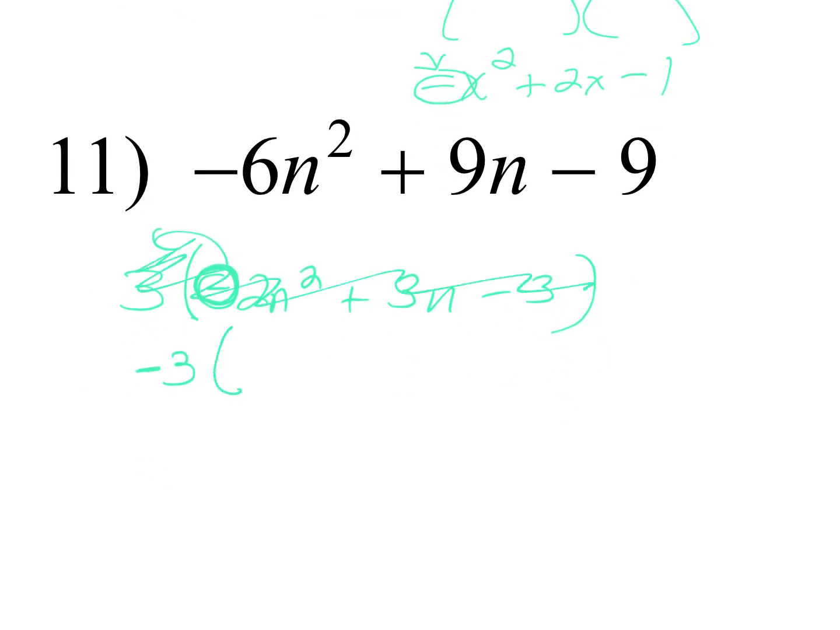Can I take out an n as well? I can't, because not everything has an n. So negative 6 divided by negative 3 is 2. So I have 2n squared. Positive 9 divided by negative 3? Minus 3n. And then a negative divided by negative is a positive 3.